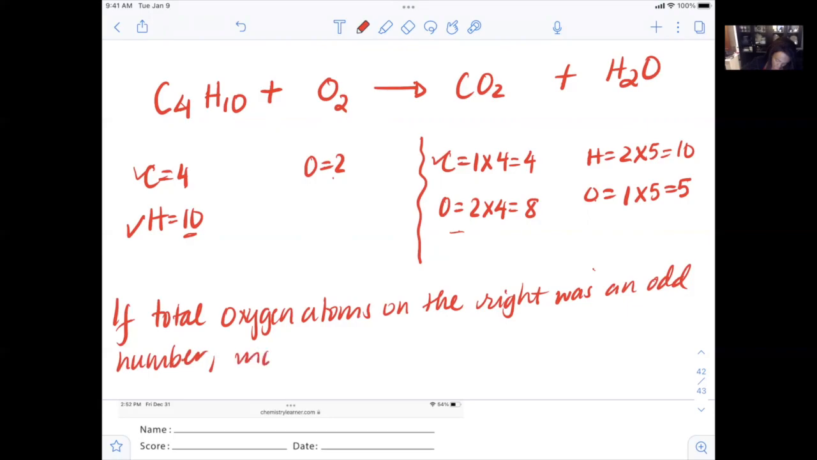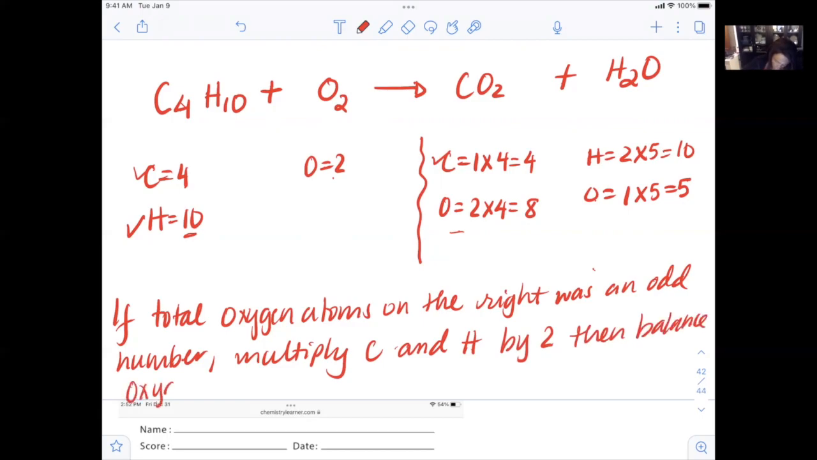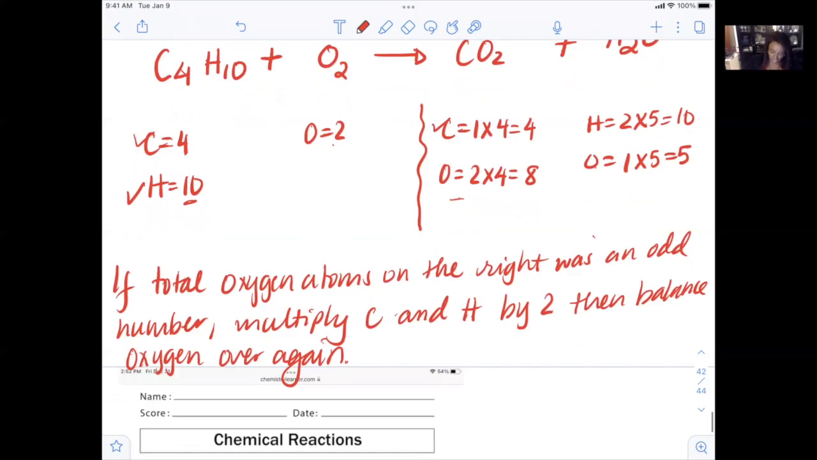Okay. Multiply carbon and hydrogen by 2. Then balance oxygen over again. Okay, this is how I can think about it. I don't know if this is the most articulate way to say it, but you want to go back and double carbon and hydrogen. So I'm going to go back to the beginning and double carbon and hydrogen, making this 8, making this 20.